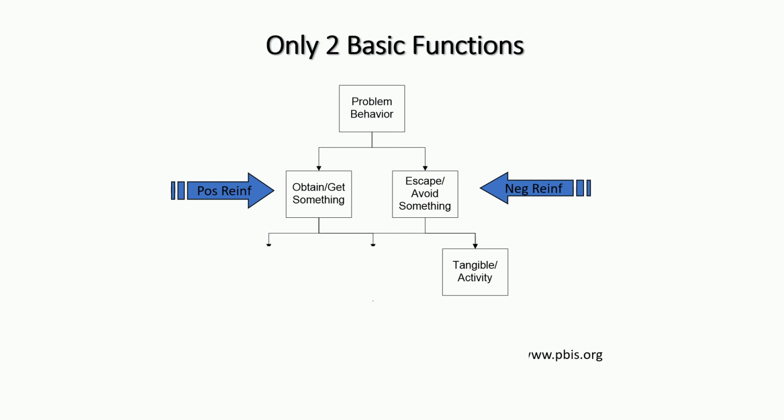Or in the case of escape or avoid, I often think of task demands. So you might be wanting to escape or avoid task demands. When it comes to, there's also social. So that would be attention in the form of adult or peer. So you might want to obtain or get social attention, or you might want to escape or avoid social attention, as in that example from before.